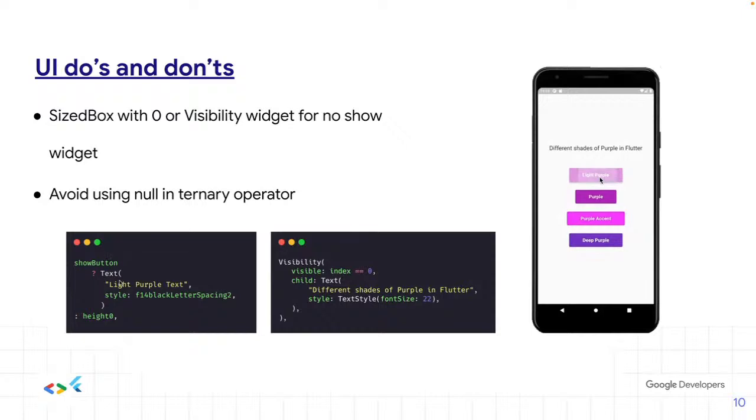And when you're using the ternary operator, make sure you don't use any null value. Just try as much to avoid null values in the application. So instead of using the null value, you can just add it as height 0. That's the reason I'm using height 0, because I want to avoid null values.